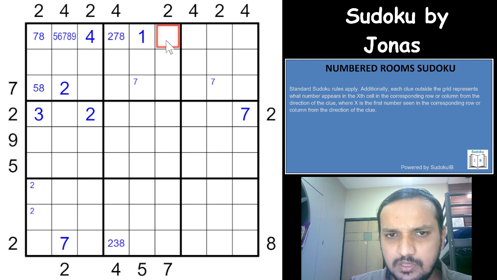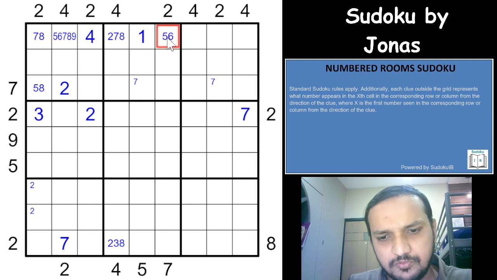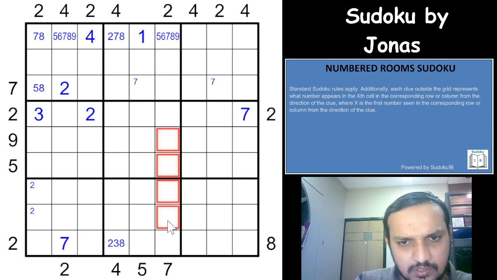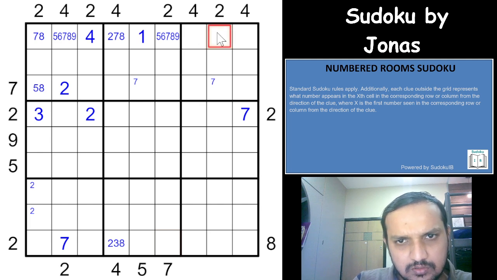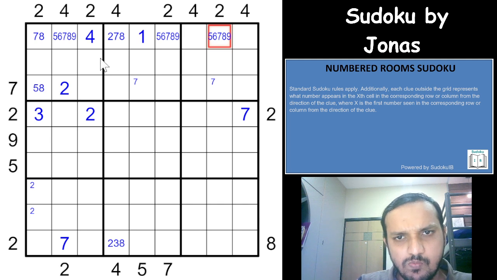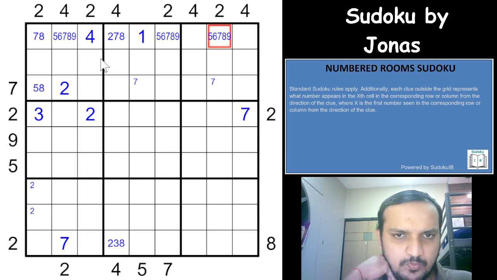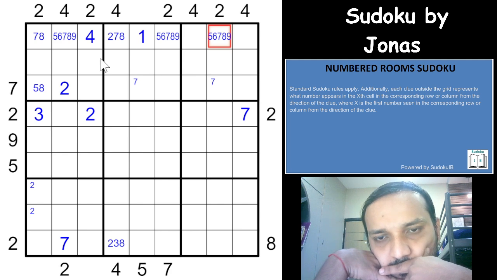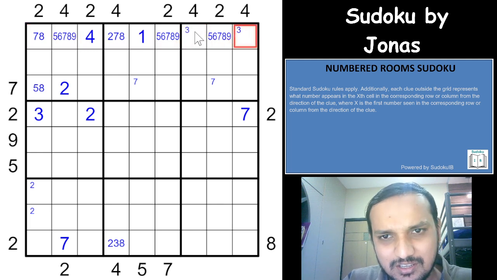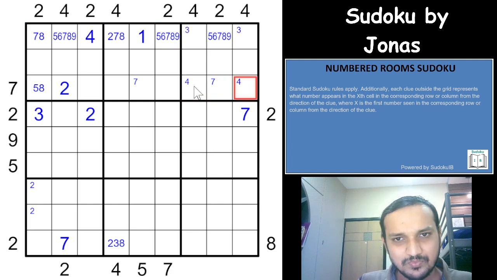This cell cannot be 1, 2 or a 3, cannot be 4. Let us assume 5, 6, 7, 8 and 9. This cannot be 1, 2 or a 3, cannot be 4, it is 5, 6, 7, 8, 9. So which means where can 3 be in this row? 3 is either here or here, which means 4 would have to be either here or here. Amazing.